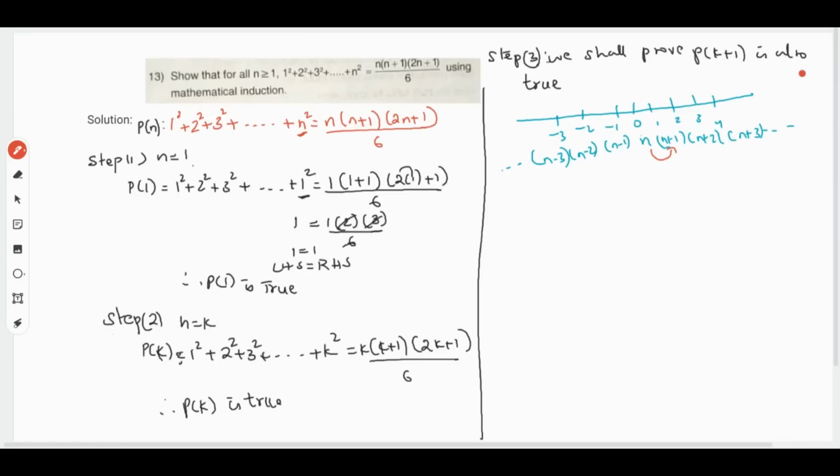So here we will write P of k plus 1 equal to 1 square plus 2 square plus 3 square plus up to k square. So we will be adding the next term which is there in place of n. What is the next term? n plus 1. So it is k, which means it will be k plus 1 whole square.